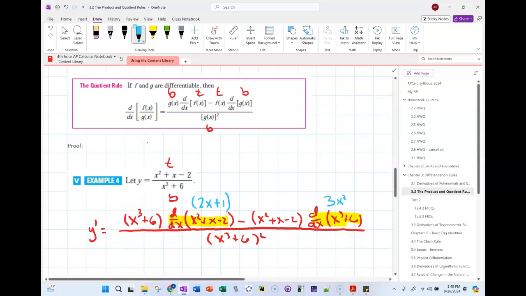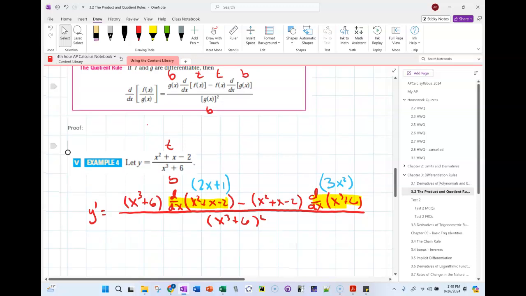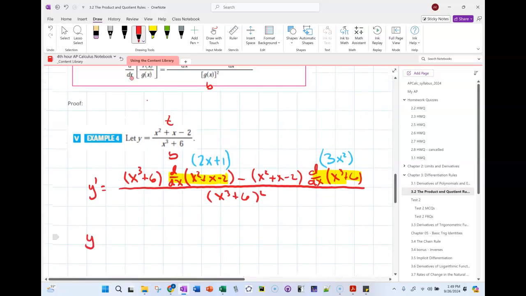3x squared. Is everybody okay? And I'm just choosing to write the derivative above so that I don't have to rewrite this thing like 100 times because it's a lot of symbols to rewrite. That's the only reason I'm doing that.